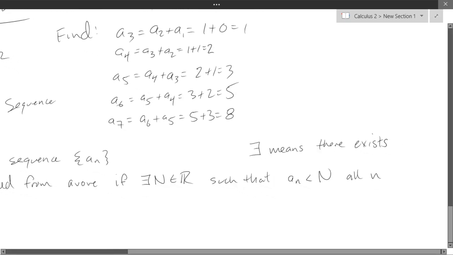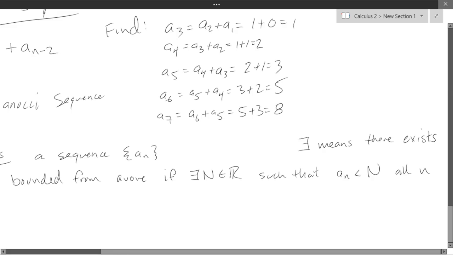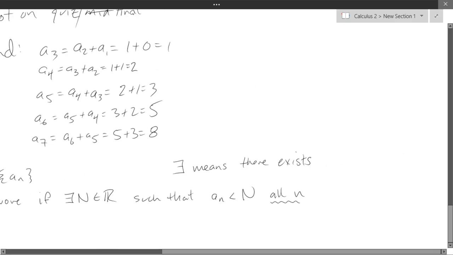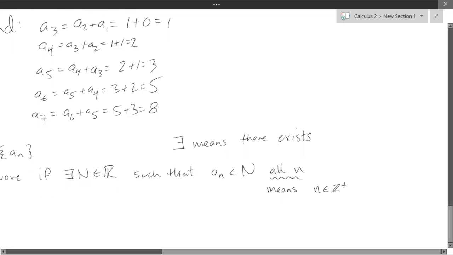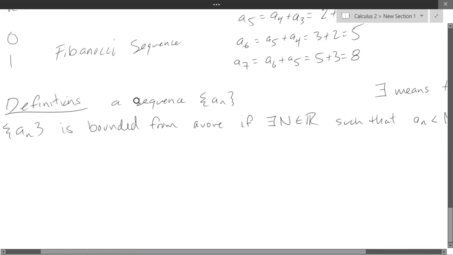And I'm just going to write all n, and what I mean by all n is all n = 1, 2, 3, 4, 5, 6, 7, et cetera. So when I just say all n, I mean all n that makes sense for that sequence. So generally we mean positive integers. Sometimes we start at zero. So I'm just going to write all n, which means generally n is going to be in the positive integers, usually the values that we're going to use for our indexes. So it's bounded from above. What's next? Bounded from below.